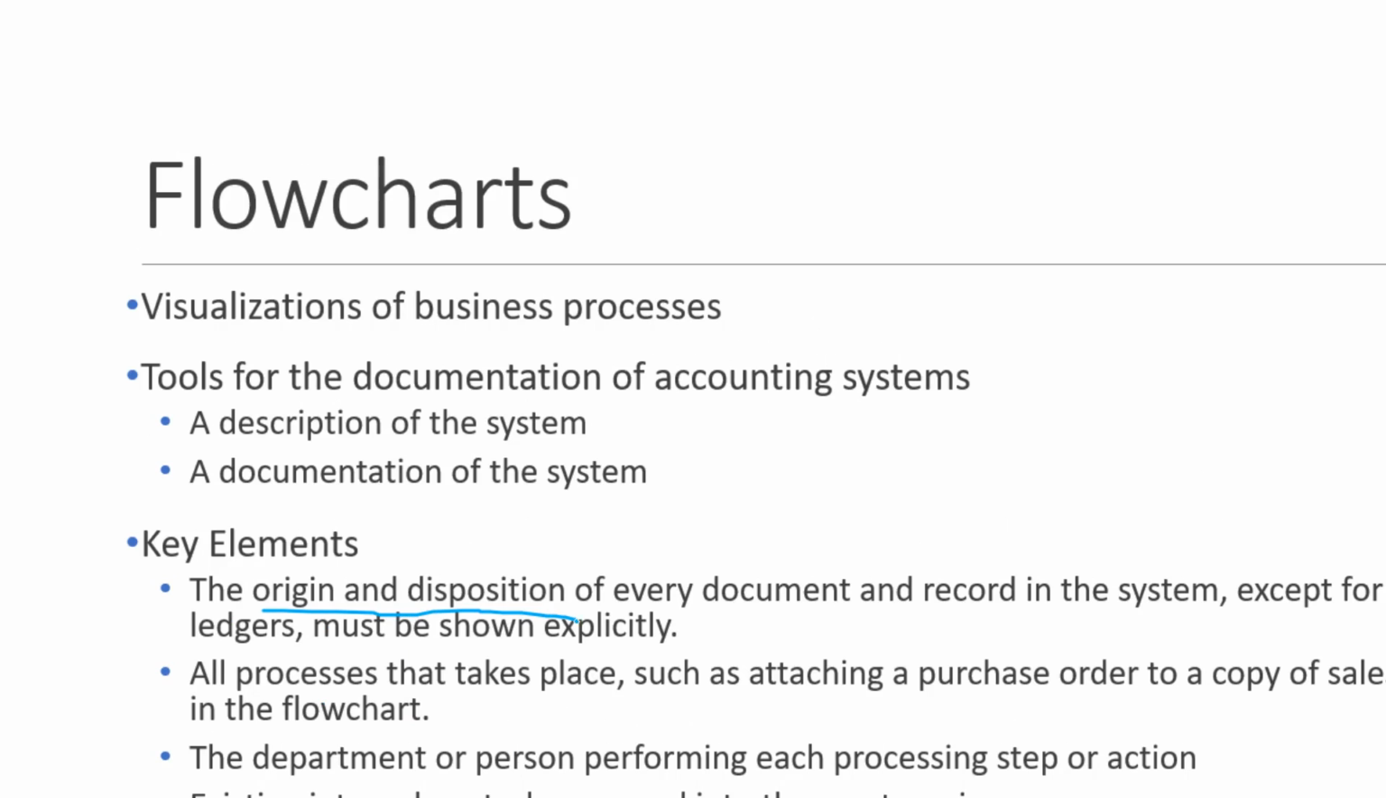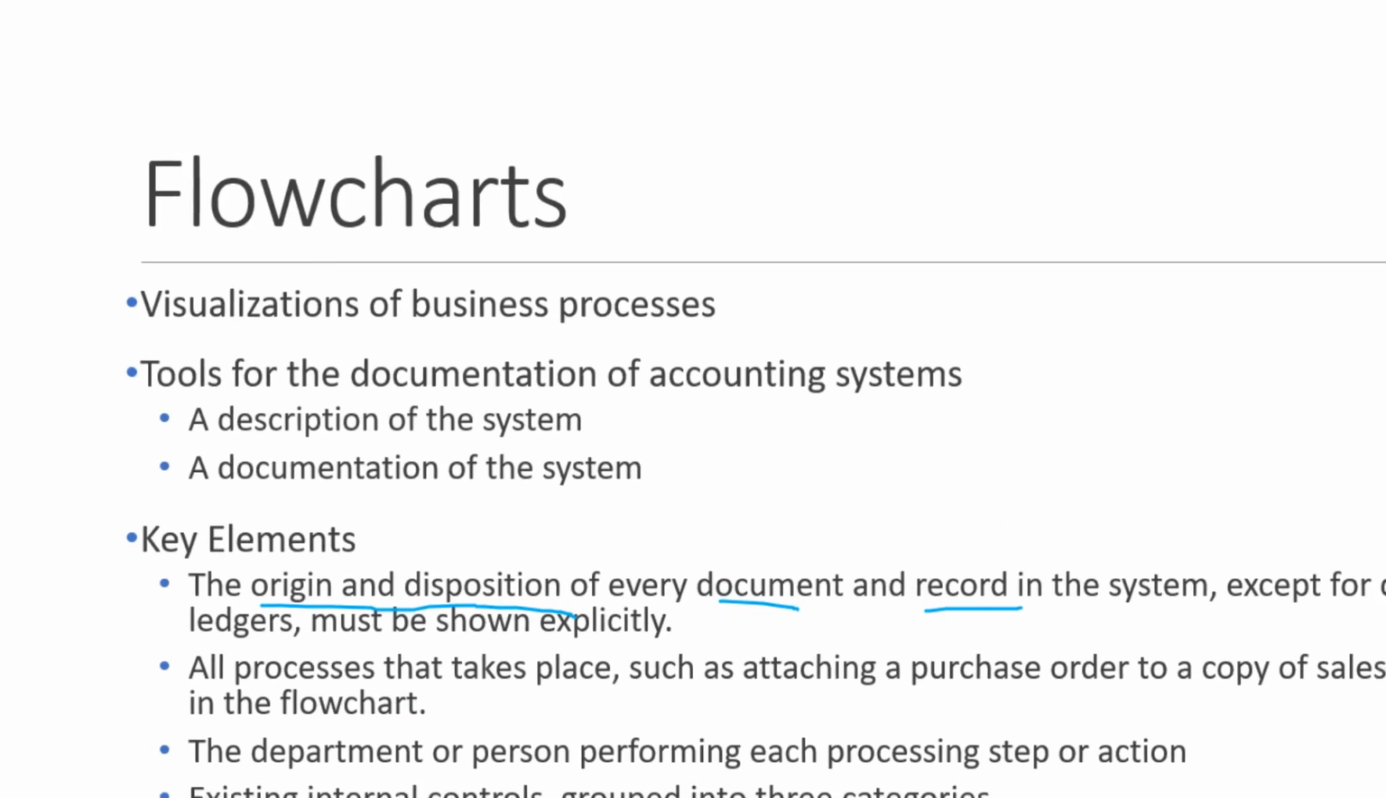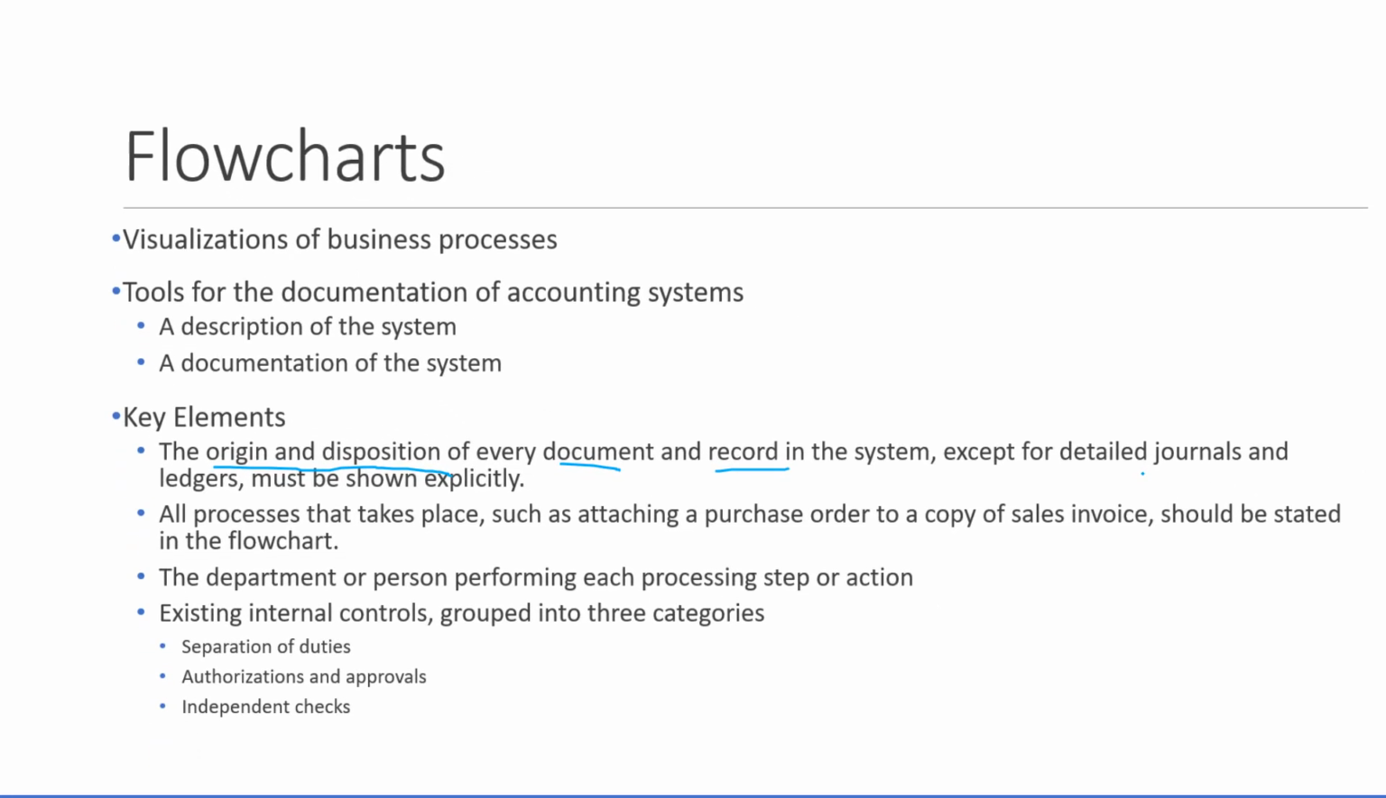So you have to include the origin and disposition of all your documents and records in the system, except for detailed journals and ledgers. You just need to record in the journal and post it in the ledger, but you don't have to show it in the flowchart. Flowcharts do not show what's being posted to journals and ledgers.